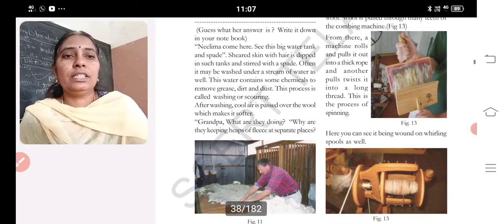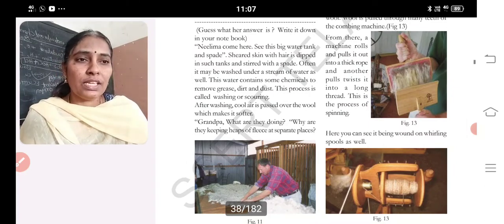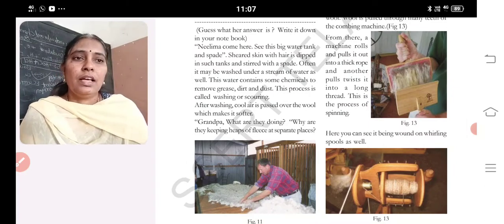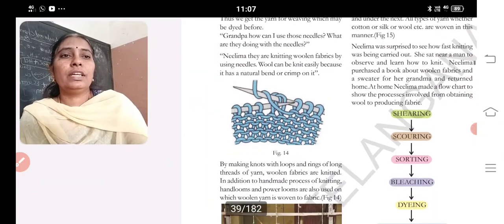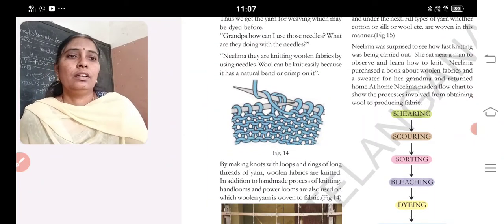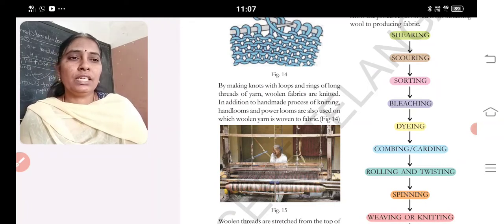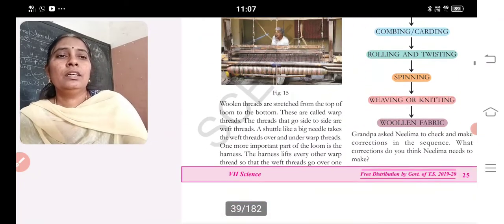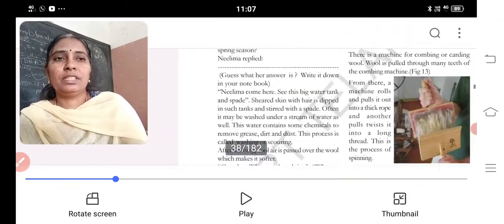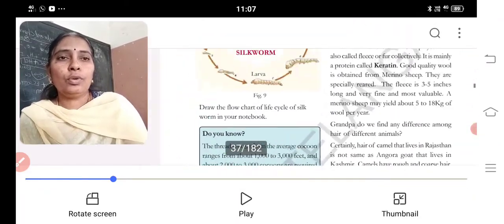Next, first one is they are spreading that. Fourth one is twisting, and the fifth figure which we get is weaving. Next, weaving is done, rolling and twisting, and weaving, spinning. Next, weaving and knitting comes to the woolen fabric. These are the steps to be followed to get woolen fabrics.